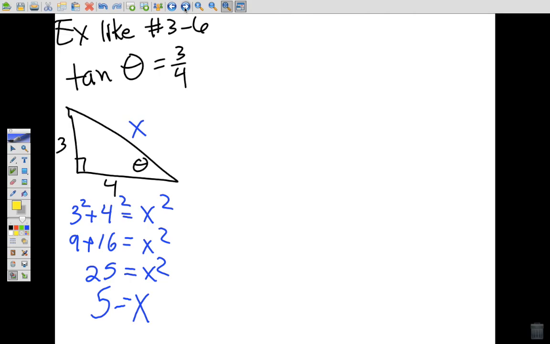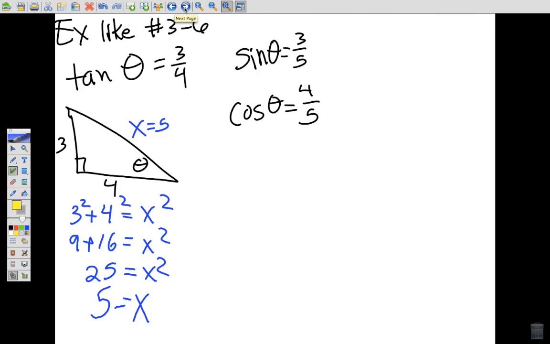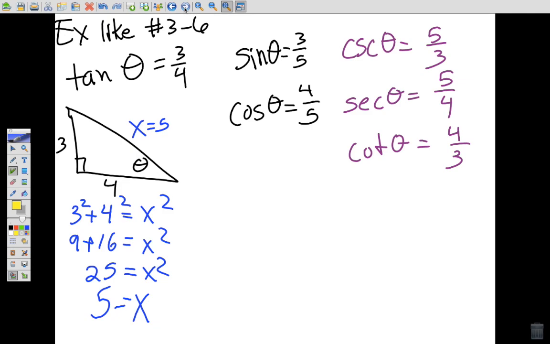Now it becomes very similar to what I had in the previous problem. I have all 3 sides, and I can calculate sine, opposite over hypotenuse, cosine, adjacent over hypotenuse. Tangent's already been given, so let's go on to the reciprocals. Cosecant is 5 over 3, secant is 5 over 4, and cotangent is 3 over 4. So you've now seen the original 3 trig functions that you learned in your geometry year with their 3 inverses and how to calculate them.